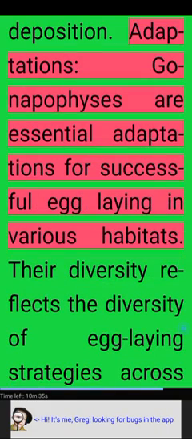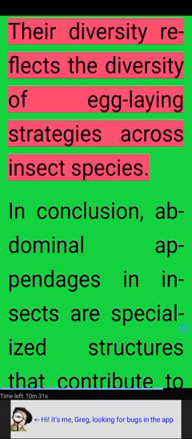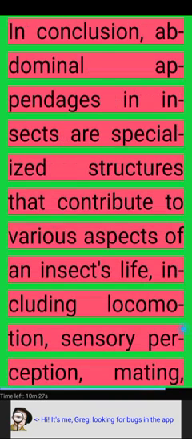Adaptations. Gonapophyses are essential adaptations for successful egg laying in various habitats. Their diversity reflects the diversity of egg-laying strategies across insect species.